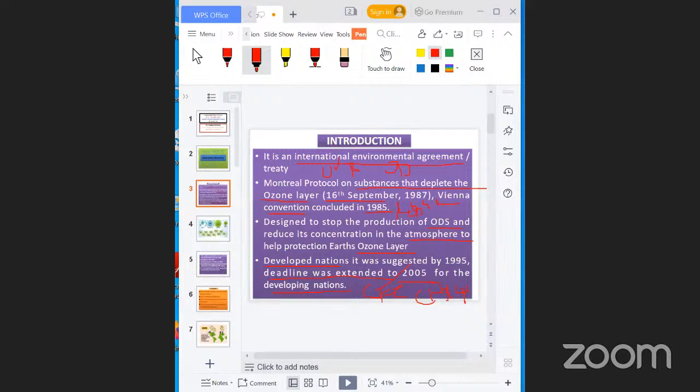Later on, there was a ban on chlorofluorocarbons, and this ban talked about complete removal of chlorofluorocarbons from the refrigeration and aerosol industries.